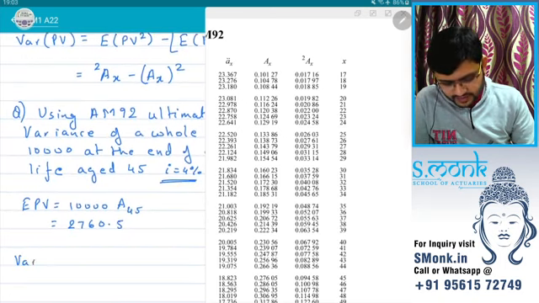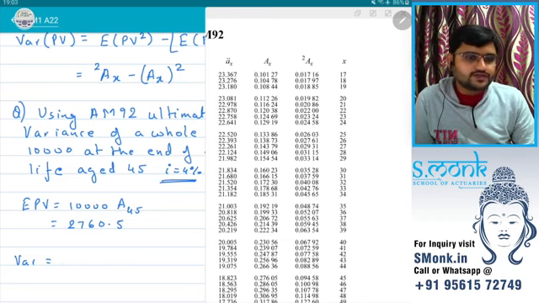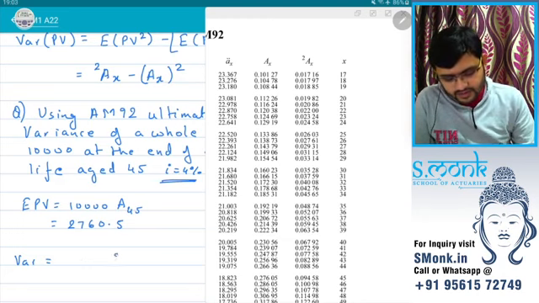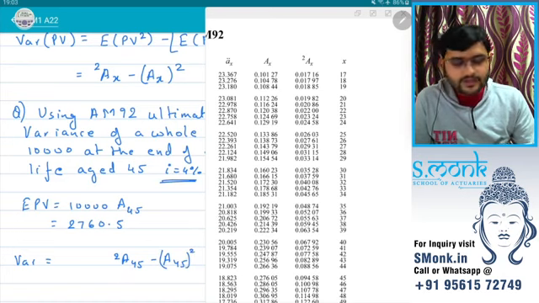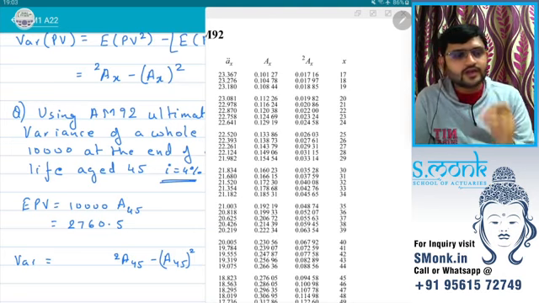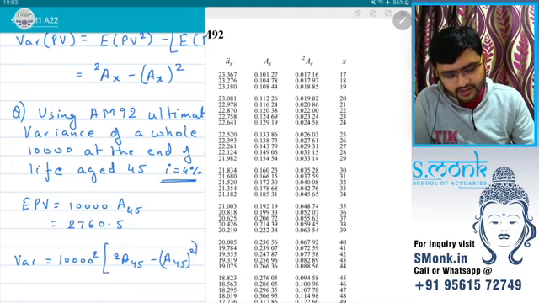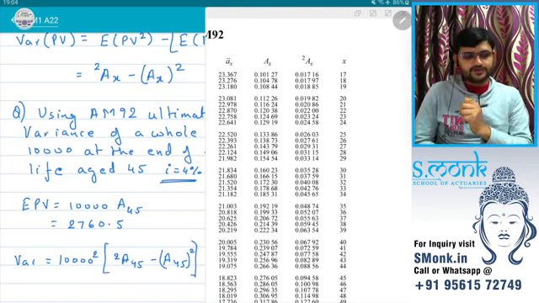Then we can find variance as well. Variance would be, now see, whenever we talk about our variance for one, it was 2AX or 2A45 minus A45 square. But whenever we multiply a constant value to the variance, the squared value comes out. So here we will have 10,000 square multiplied to it. This will be our variance.